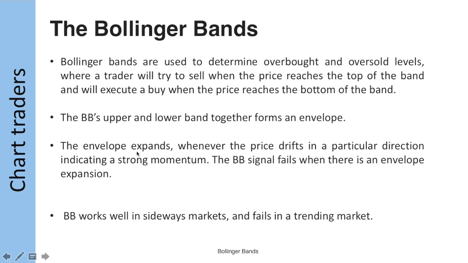Now the Bollinger Bands, the upper and lower band, together form an envelope. This envelope expands whenever there is a price drift in any direction or strong momentum in the stock price. In this case the Bollinger Band signal will fail, because the price moves up or down and there is an expansion of the envelope. So the Bollinger Band works well in a sideways market and fails in a trending market.